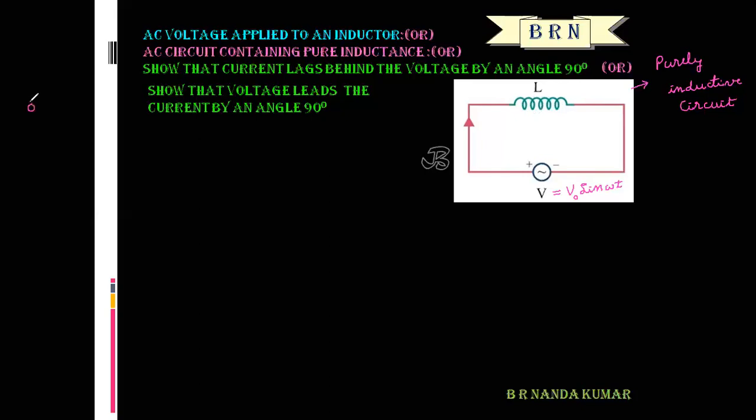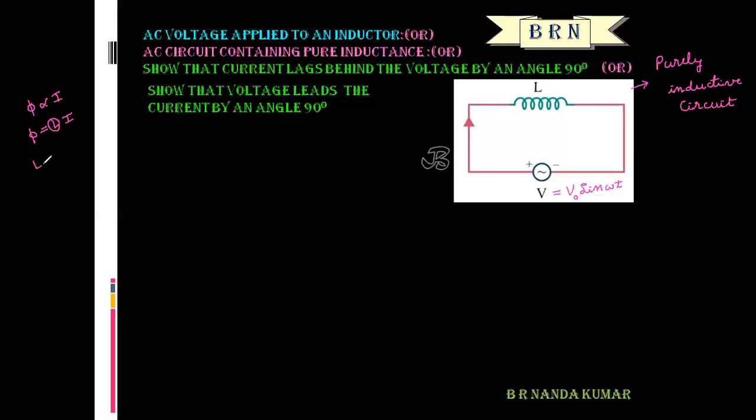As the current flowing through the inductor gradually increases, what happens to the magnetic flux? The magnetic flux linked with the inductor is directly proportional to the current flowing through the inductor. Is it not? So as the current gradually increases, the magnetic flux linked with the inductor also gradually increases. So that is phi = L I. L is the inductance of the inductor.